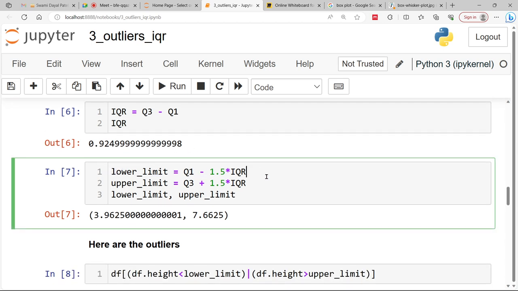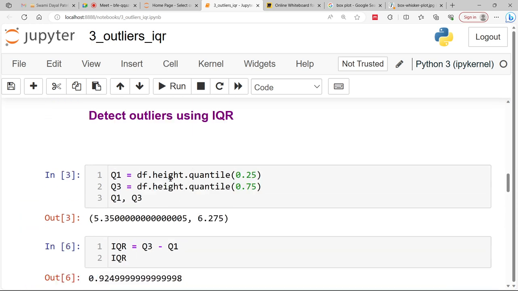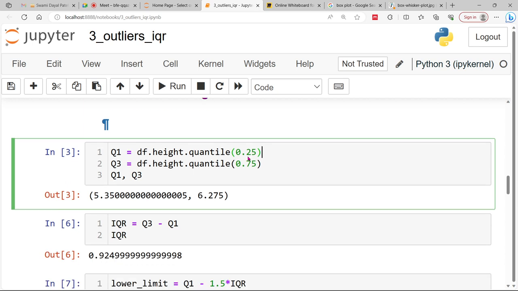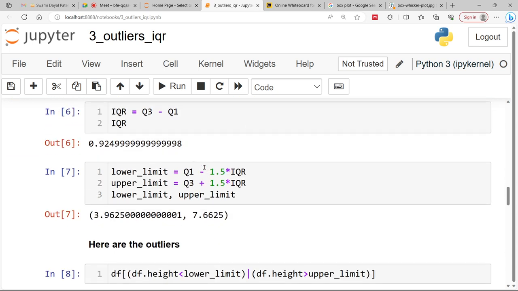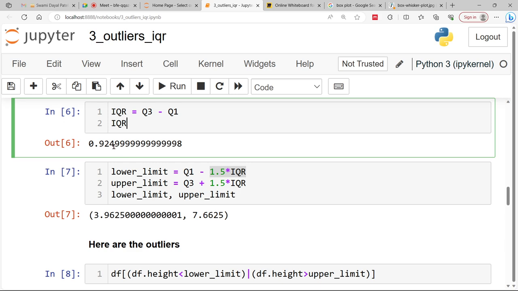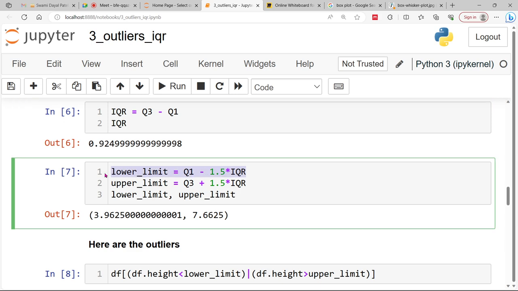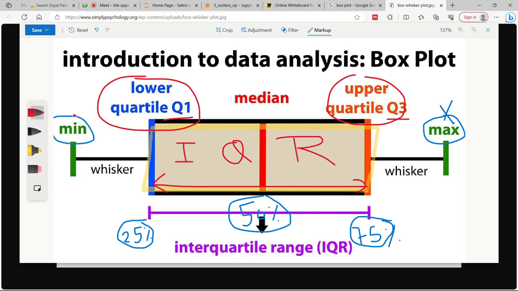Now the lower limit. So what is the lower limit? Q1 is the 25 percentile. When you subtract 1.5 times the IQR value, which is 0.95, from the 25 percentile, you will get the lower value. In this graph, it's giving the minimum, right? But the minimum is not the minimum value. Let me explain again. It's Q1, the lower quartile, minus 1.5 multiplied by my IQR. The formula is fixed for every data set.